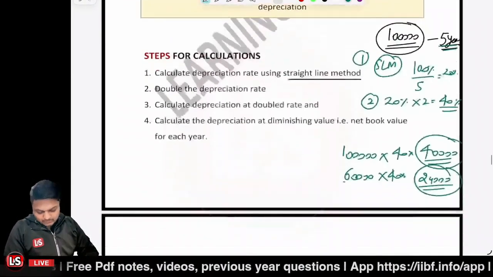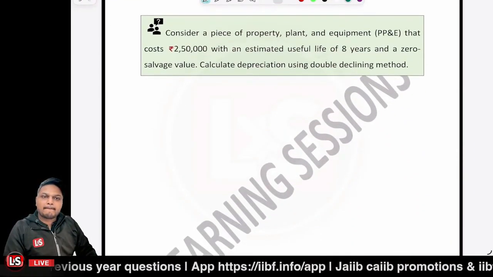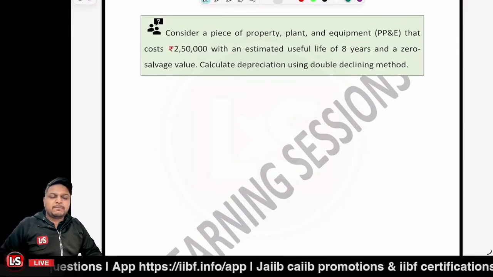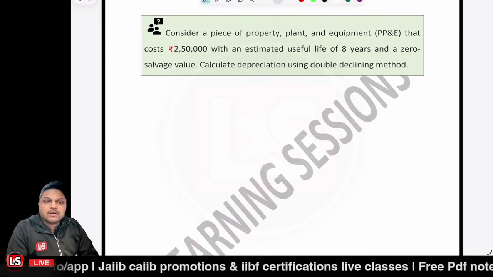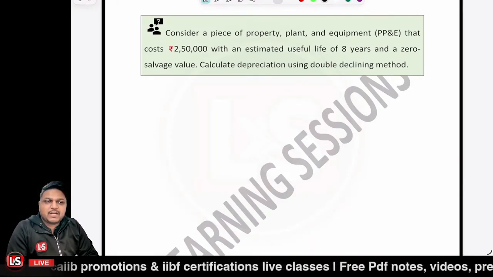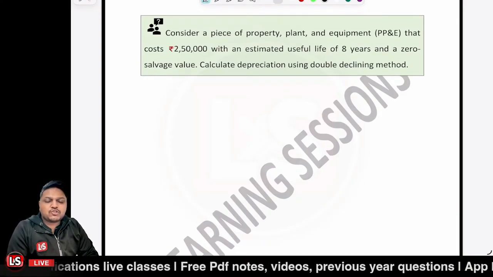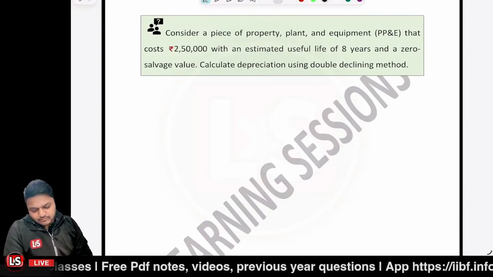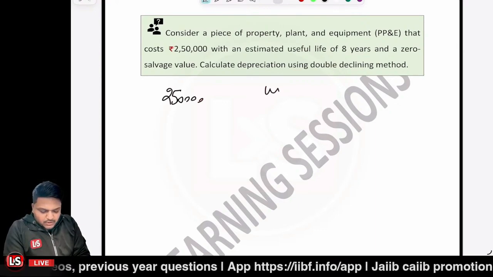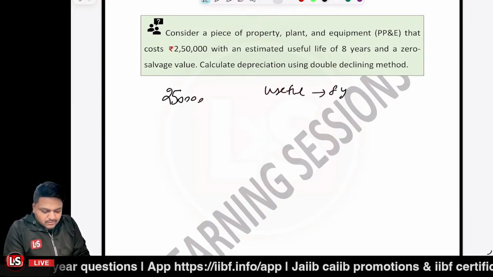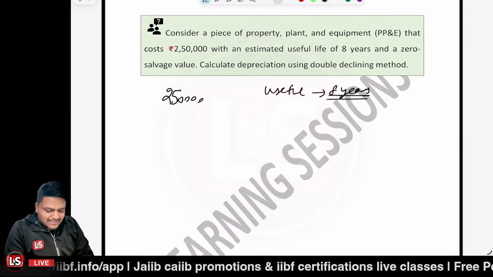Right? Now let's solve a question based upon it. We have a piece of property, plant and equipment, PPE, costing rupees 2,50,000, estimated useful life of 8 years and zero salvage value. We need to calculate the depreciation using the double declining method. Now the value is 2,50,000. Useful life is 8 years. What will be the depreciation percentage as per the SLM?